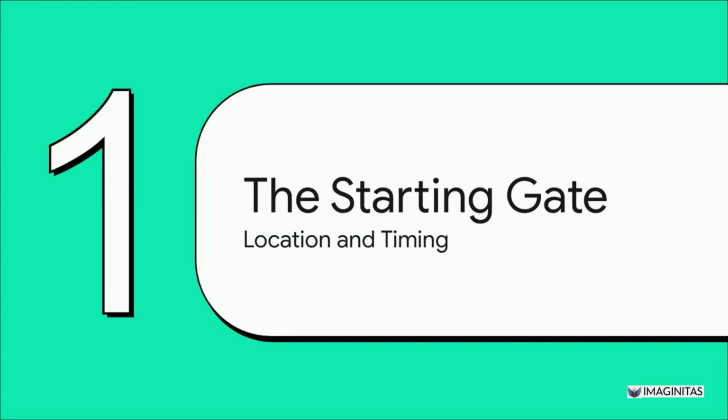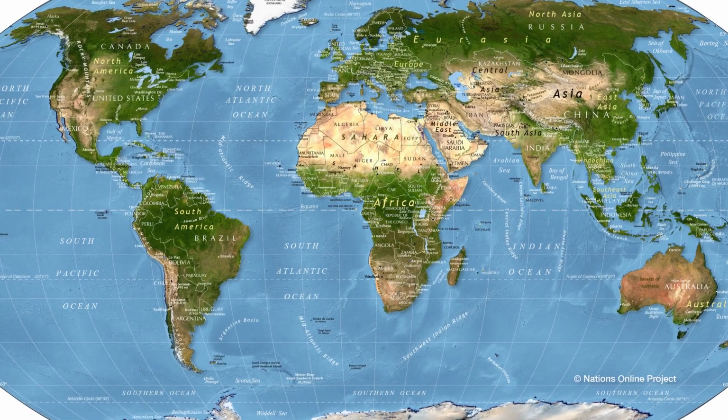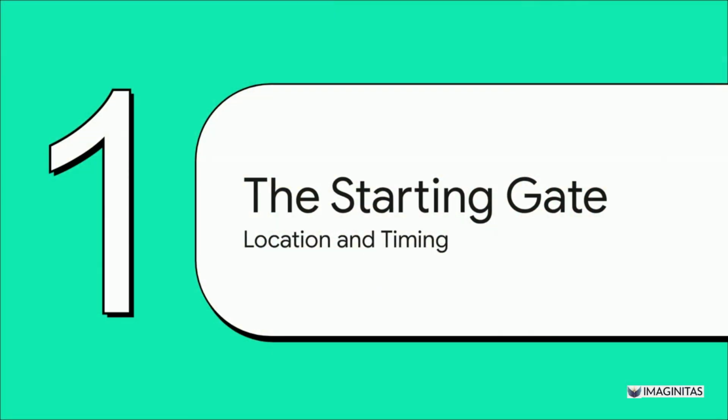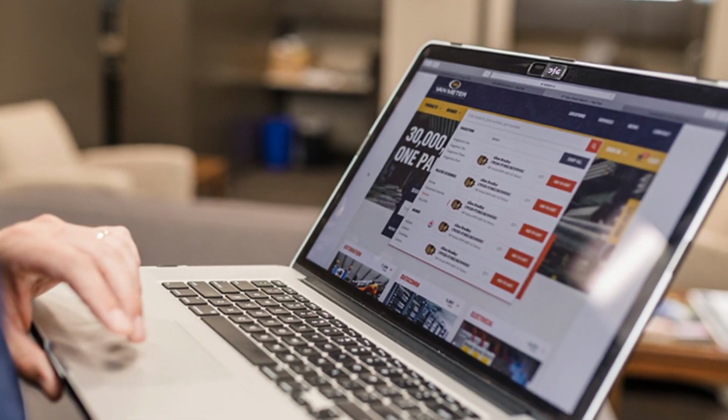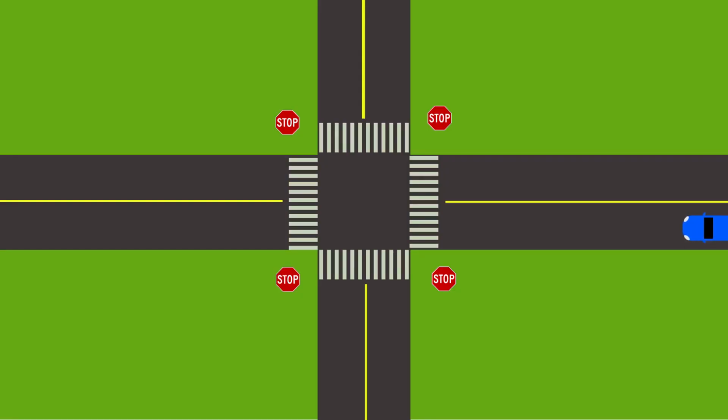Okay, let's start at the very beginning. There are two big questions you've got to answer before you even think about logging in. First, where are you applying from? And second, if you're already in Australia, when can you actually apply? The rules here are super specific. Now, the good news is the whole thing is online, and you can do it whether you're in your home country or you're already here in Australia. But that's pretty much where the simplicity ends. The details, especially for those of you applying from inside Australia, get really important really fast.